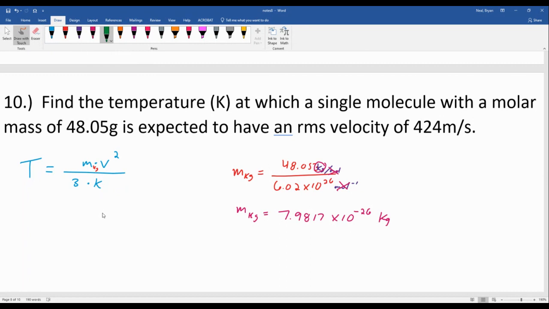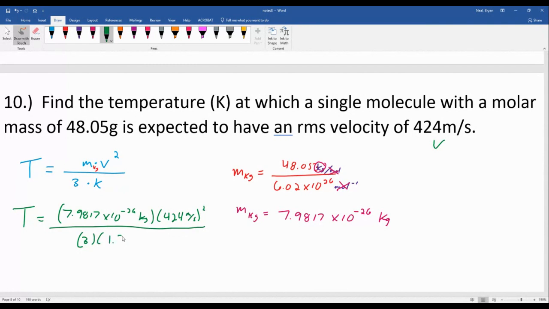Then we have our velocity here, and everything else is a constant, so that's good. All right, so the mass, 7.9817 times 10 to the -26. The velocity is 424. By definition, it gets squared, then here over 3, and then Boltzmann's constant, which I always have to look up. So 1.38 times 10 to the -23 joules per Kelvin.